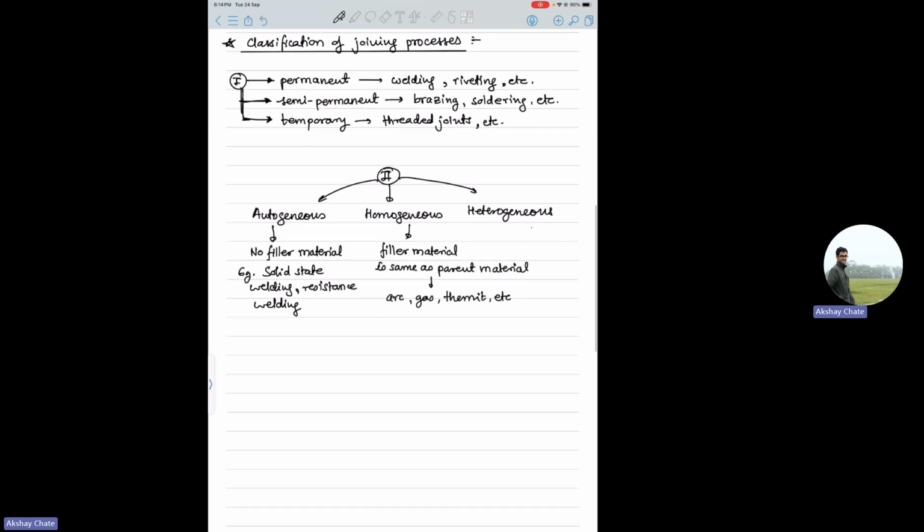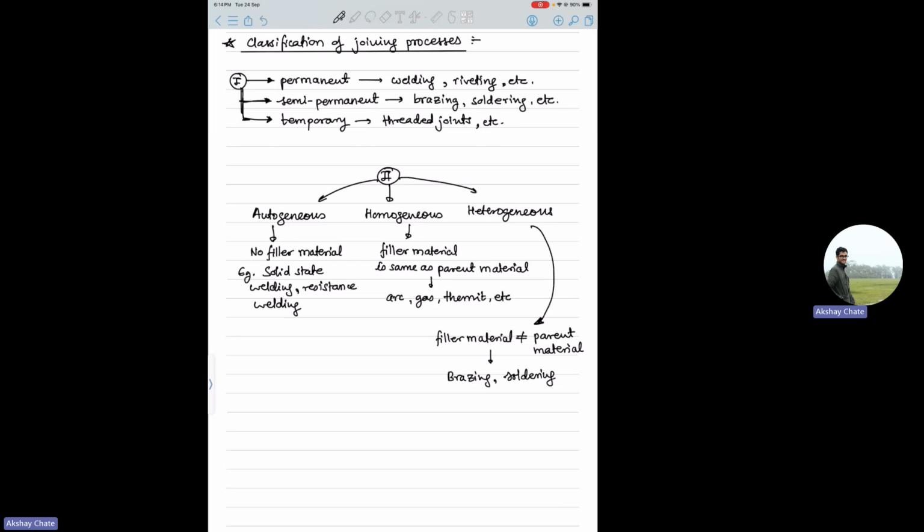Okay, and heterogeneous means the filler material is different. So in mathematical terms, not equal to the parent material. I mean, it's not strictly correct, but you understand, right? So these two materials will be different, and you have brazing, soldering, etc. into this category. Okay, so this is another classification.